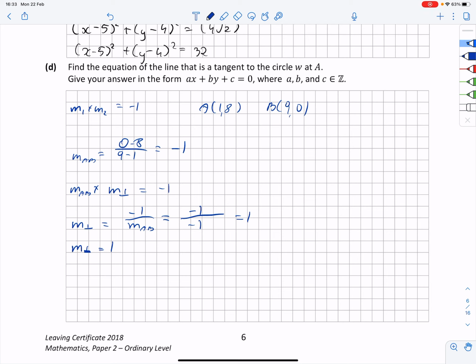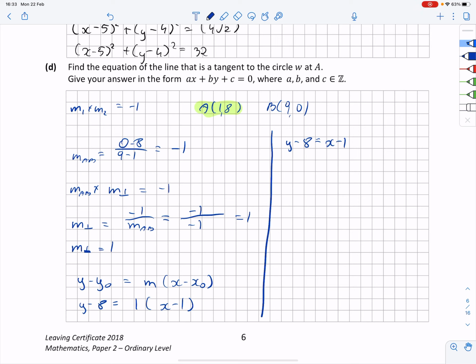And I can use that fact to find the equation of that line by substituting into the point-slope formula, knowing that the perpendicular line goes through point A. So the formula for point-slope is y minus y0 equals the slope times x minus x0, where x0 and y0 are the coordinates of a point through which the line goes. So substituting, y minus 8 is the same as 1 multiplied by x minus 1. And I can simplify this further to say y minus 8 equals x minus 1. And then moving everything to the same side, I'm going to get that x minus y plus 7 equals 0. And that's the end of this problem, and it's a good place to stop.